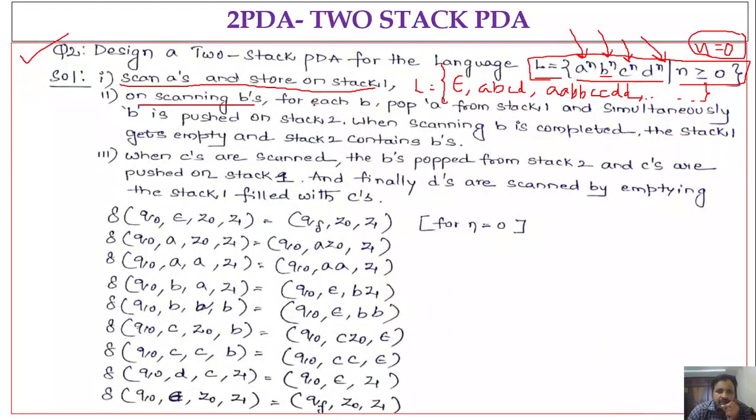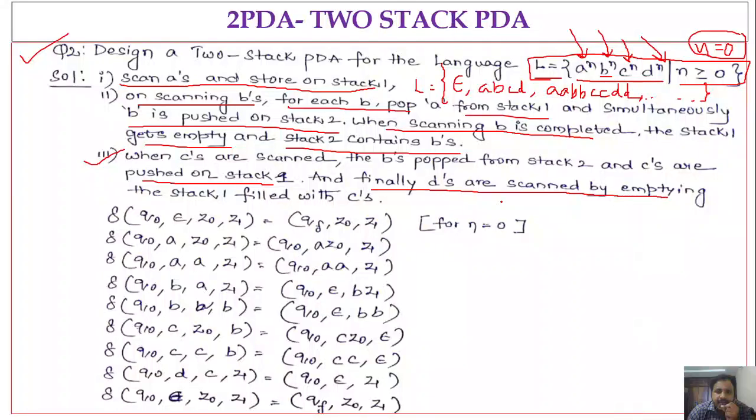Okay. So see here, 3 steps: scan a's and store on stack 1. On scanning b's, for each b pop a from stack 1, and simultaneously b is pushed onto the stack 2. When scanning b is completed, the stack 1 gets empty and stack 2 contains b's. Okay. And next one, when c's are scanned, the b's are popped from stack 2 and c's are pushed onto stack 1. And finally these are scanned by emptying the stack 1 filled with c's.